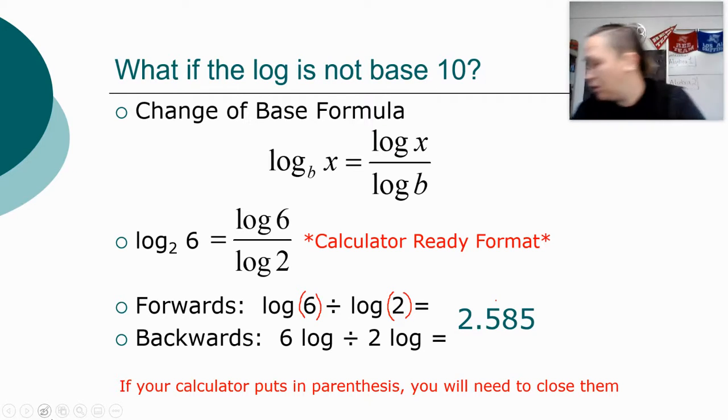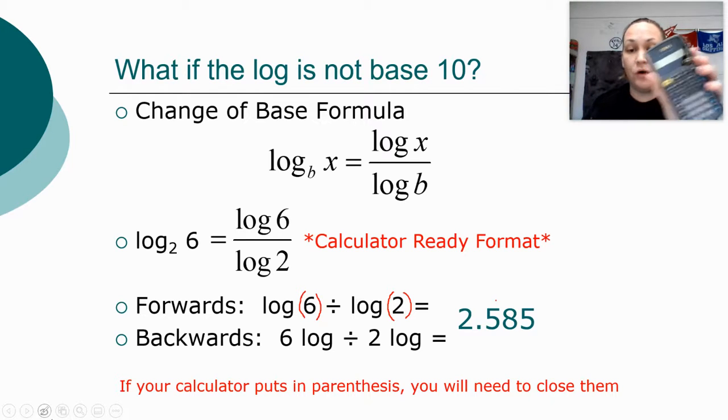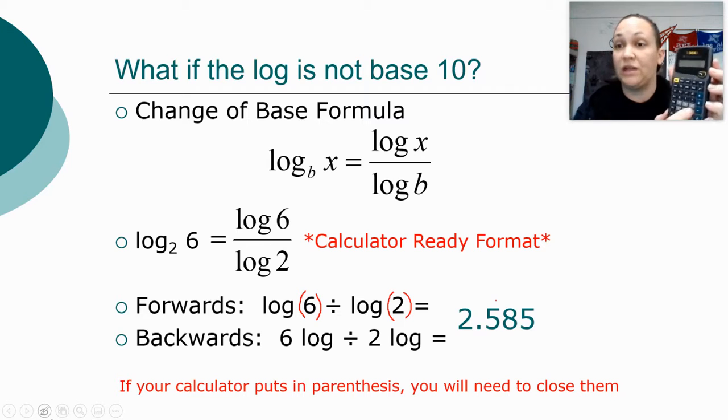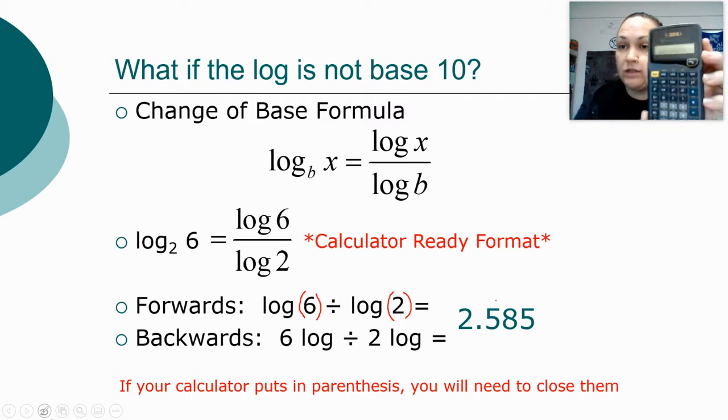And again, if you're using a calculator like this, or if you're using your phone, you're going to have to type it in backwards. So you hit the number first, then the log button, divided by the number, then the log. So right now it's telling me what the log of 2 is. That's not the final answer. So make sure to hit that equals button to get your final answer.